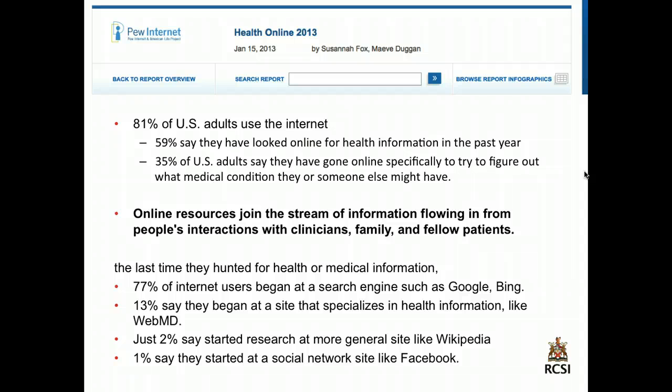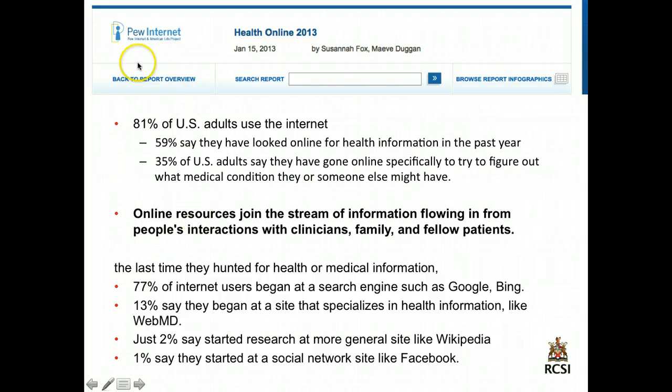And 35% say they've gone online specifically to try and figure out what medical condition they have or someone else might have. So they're trying to diagnose themselves rather than being told something by a medical professional. They're working out what happens. I have a pain in my lower back. What could that mean? So the online resources join the stream of information flowing from people's interactions with clinicians, family, and fellow patients. So there's a lot more information knocking around out there.